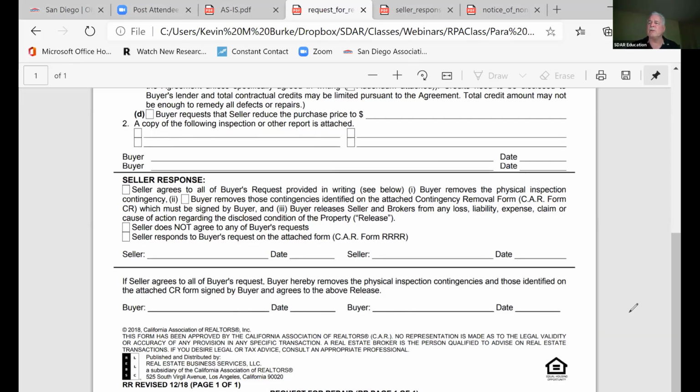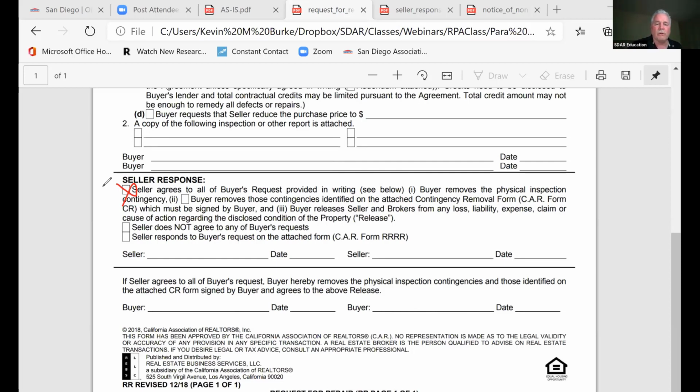In the first one, the seller agrees to all of the buyer's requests provided in writing. See below. 1, buyer removes physical inspection contingency. Not all their contingencies, but just the physical inspection contingency. Buyer removes those contingencies identified on the attached CAR form RR, which must be signed by the buyer. So when the seller responds, they provide that contingency removal, the CR form, along with this form for the buyer to sign it, okay? Because that's your job. And I always recommend that you do that, but you don't want to rely necessarily on the other agent to do it because they might not have gotten the whole message. Okay. All right.